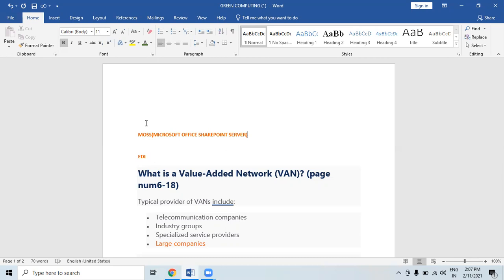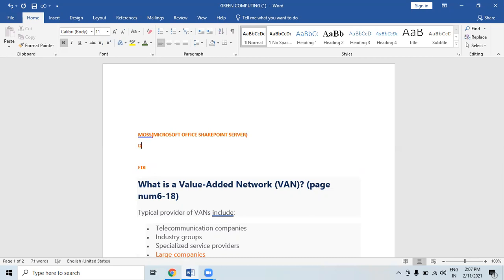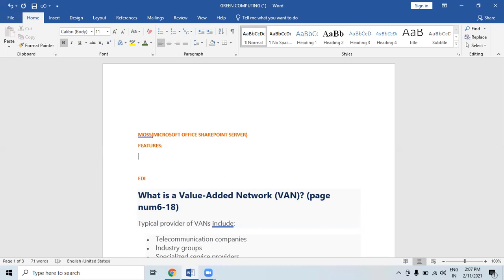So here are some features of MOSS, that is Microsoft Office SharePoint Server. The first feature is control access.